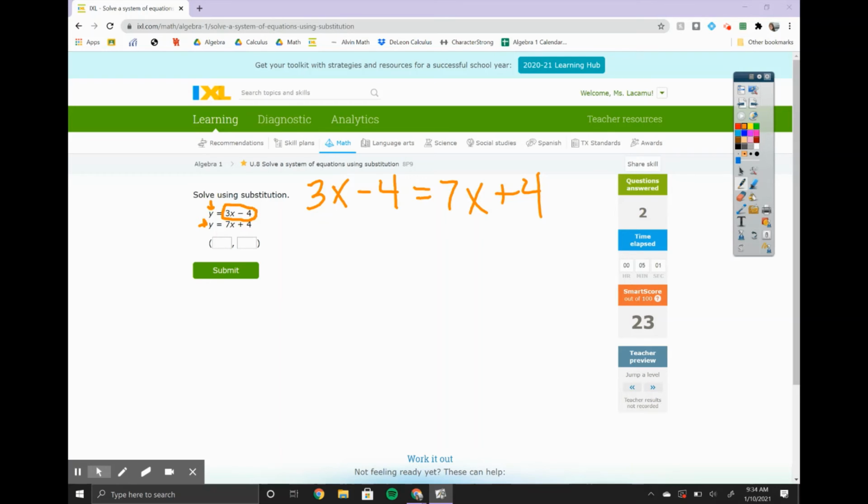Now I need to solve this for x. So I can pick anything to move here. I'm just going to take this positive 3x. To get rid of a positive 3x, you subtract 3x. And I do that to both sides. Remember, you can only subtract if they are like terms. So I would have to subtract it from the 7x. So those cancel out, and I'm left with negative 4 equals 7x minus 3x is 4x plus 4.